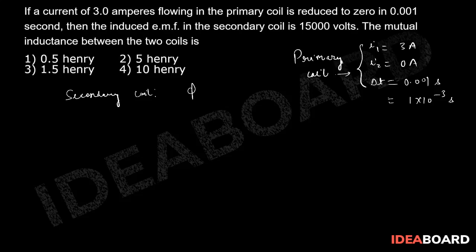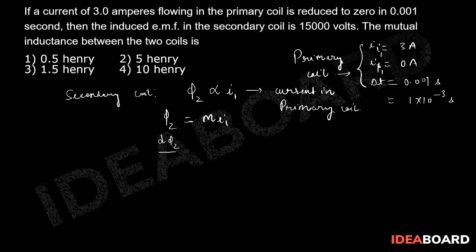So for secondary coil, flux phi2 will be proportional to the I1, right? This I1 is the current in primary loop or primary coil, right? So it's better if I write it I initial 1 and I final 1, right? So phi 2 will be equal to m I1. Perfect. And now we need to find out the value of mutual inductance.